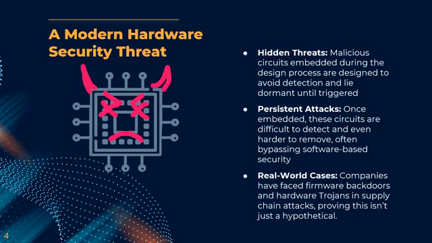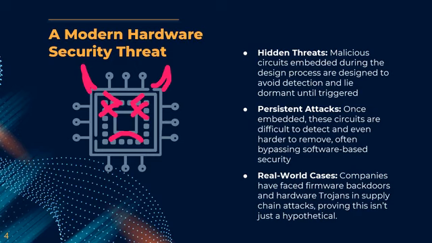To understand this threat better, let's break it down into a few key points. First, hidden threats. These malicious circuits are embedded at the hardware design or manufacturing stage. They are specifically designed to remain dormant until triggered by specific conditions, making them incredibly difficult to identify during normal testing. Next, we have persistent attacks. Once these circuits are embedded, they don't go away with patches or updates. They bypass software-based defenses because the attack originates from the hardware itself, often making physical hardware replacement the only solution.